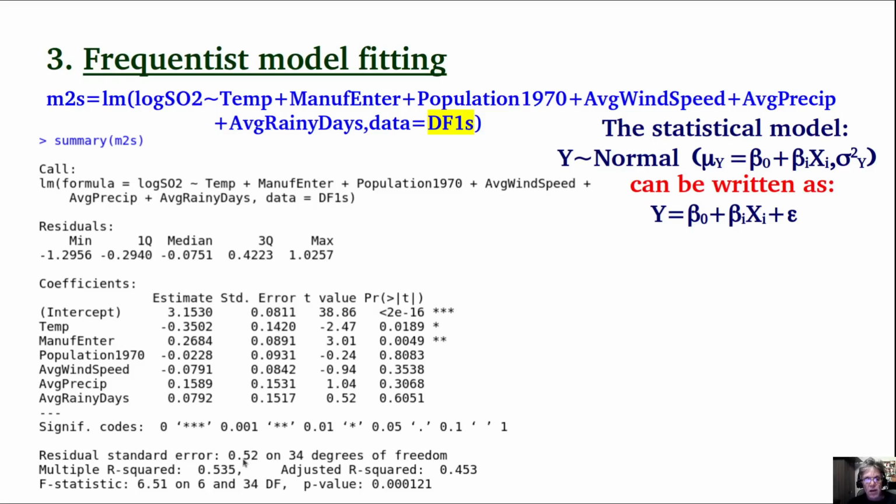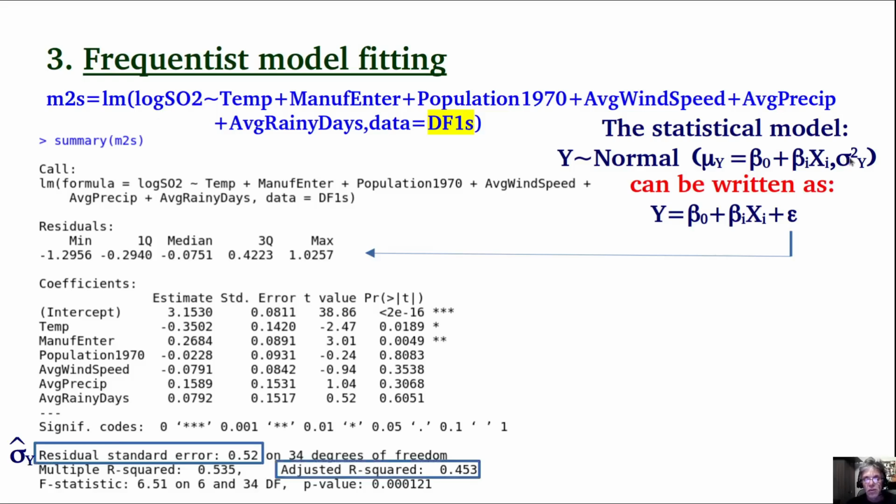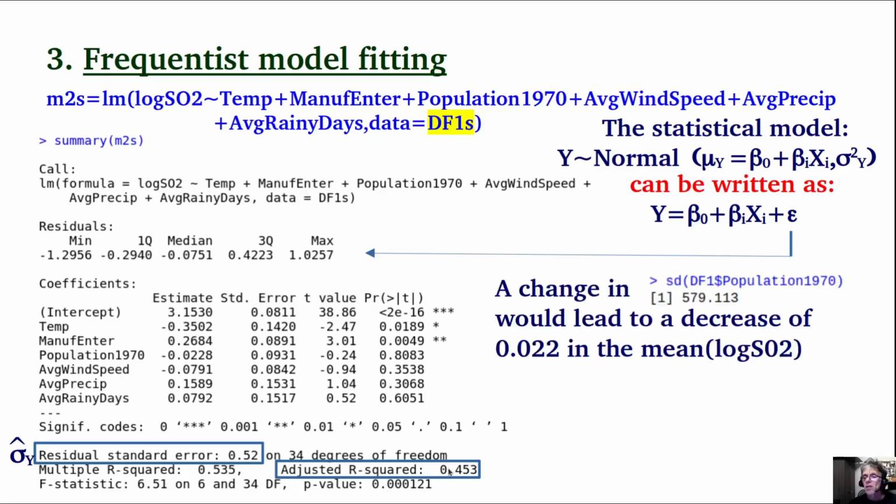Okay, here we also have a few other things, which is the estimate of the standard deviation, not the variance, of the response variable, which is here the log of the SO2. We square this and we obtain an estimate of the variance, and we also obtain the adjusted R-square, which is the proportion of the variation in the response variable explained by the model that we have just fitted.